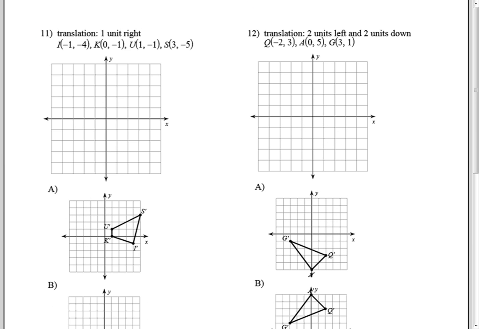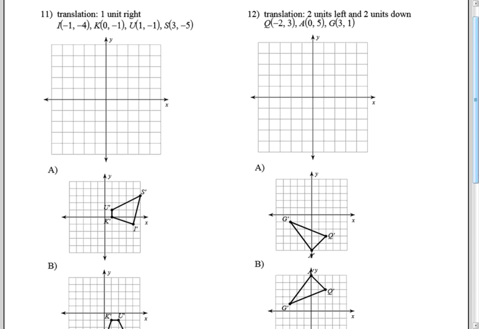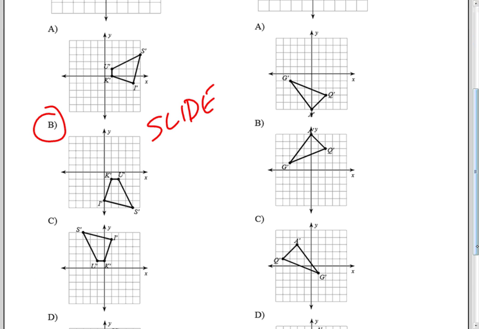Number 11. We got a translation, and were you given a drawing or did you have to make a drawing? Make it. JD, what'd you get for your answer? B and C. For 11, we're looking at a slide. And for 12, we're looking at another slide.